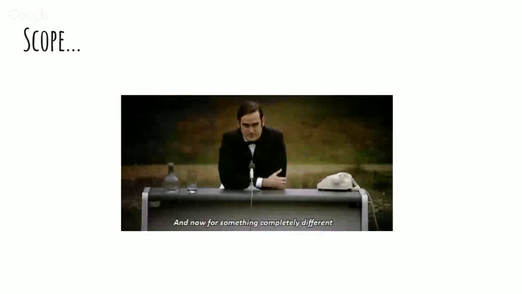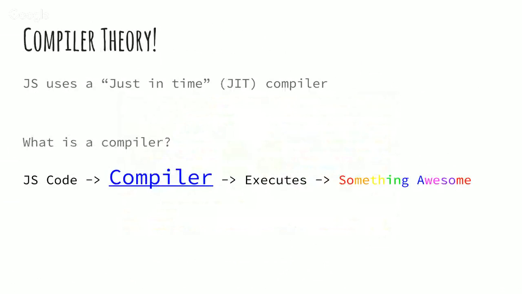And now for something completely different. Compiler theory. Yay. To understand scope in JavaScript, you need to understand a little bit about how the compiler works. First of all, what is a compiler? A compiler essentially turns your JavaScript code into an executable thing on whatever platform you're using, and then something awesome happens. And JavaScript uses a just-in-time compiler.